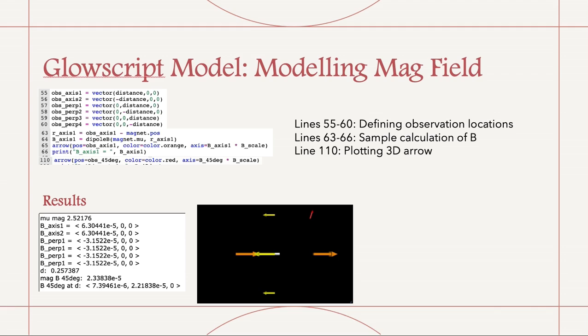Now that we have this data, it is time to model the magnetic field using GlowScript, as shown in the code in the next two slides. First, lines 55 through 60 define the observation locations that we will be using. Next, lines 64 through 66 show a sample calculation of the magnetic field, which we will do for all observable locations. Then, in line 110, we plot a 3D arrow of the magnetic field vector for the off-axis point, which will be defined in the next slide. The conceptual model and calculated values are shown at the bottom of the slide.